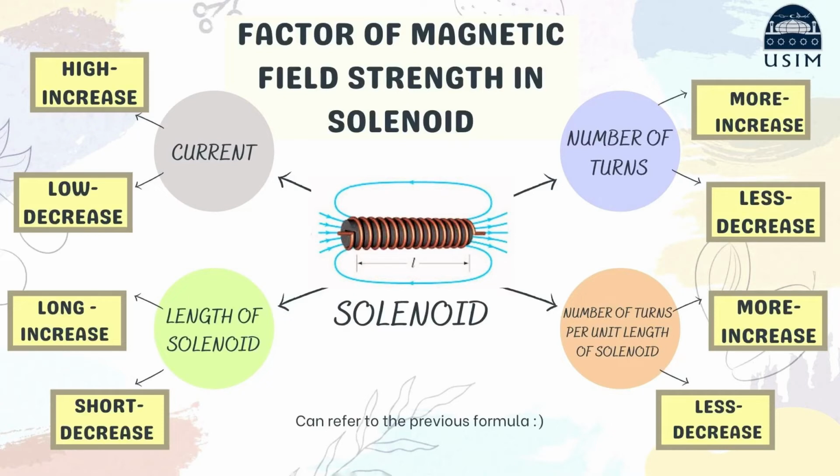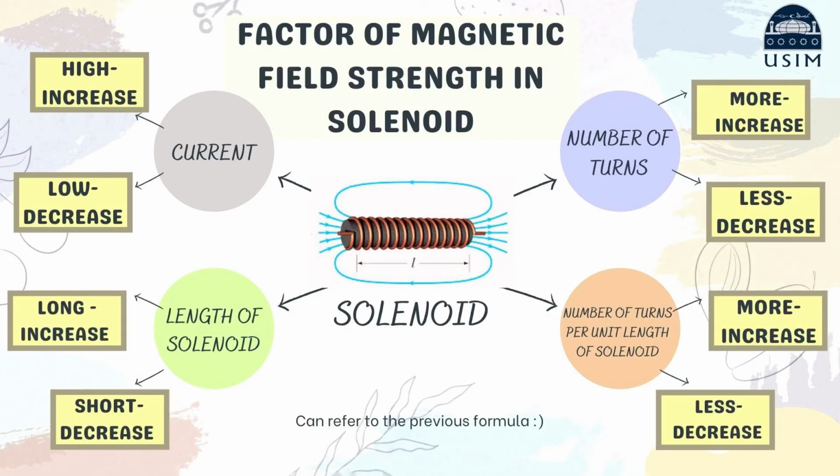Factors affecting the magnetic field strength in solenoid. The first one is the current. When the current is high, the magnetic field strength in solenoid increases, and when the current is low, the magnetic field strength in solenoid decreases. The second one is the length of solenoid. When the solenoid is long, the magnetic field strength in solenoid increases, and when the solenoid is short, the magnetic field strength in solenoid decreases.